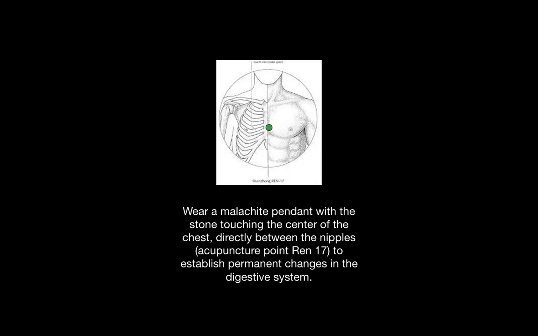Wear a malachite pendant with the stone touching the center of the chest, directly between the nipples, on a point known as Ren 17, or conception vessel 17, to establish permanent changes in the digestive system.